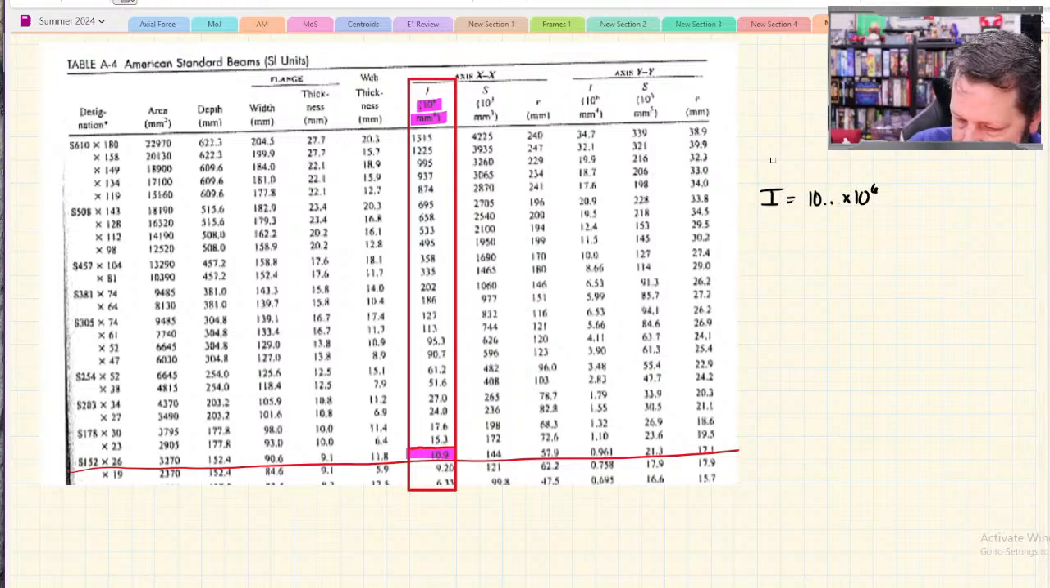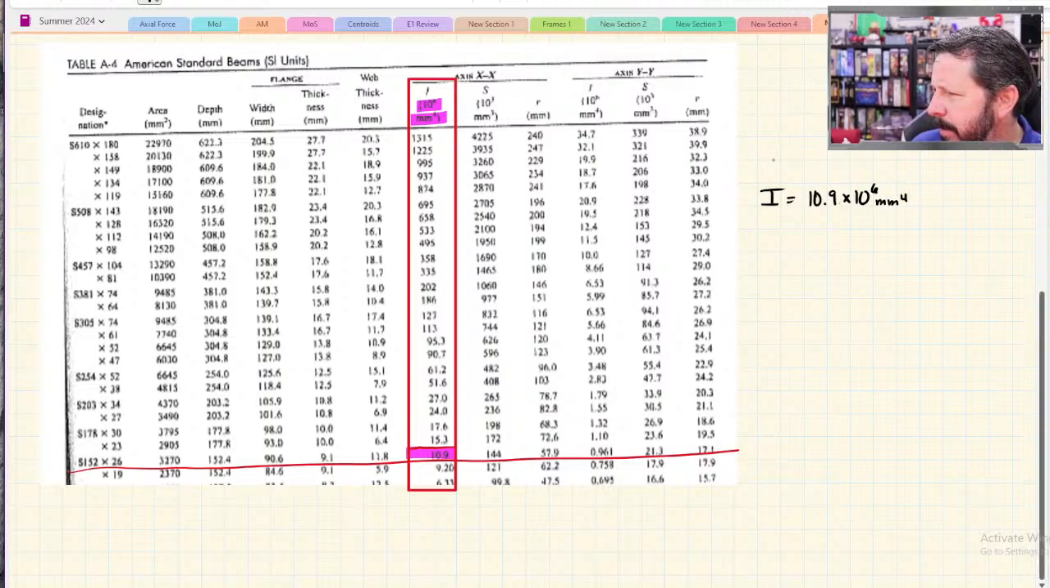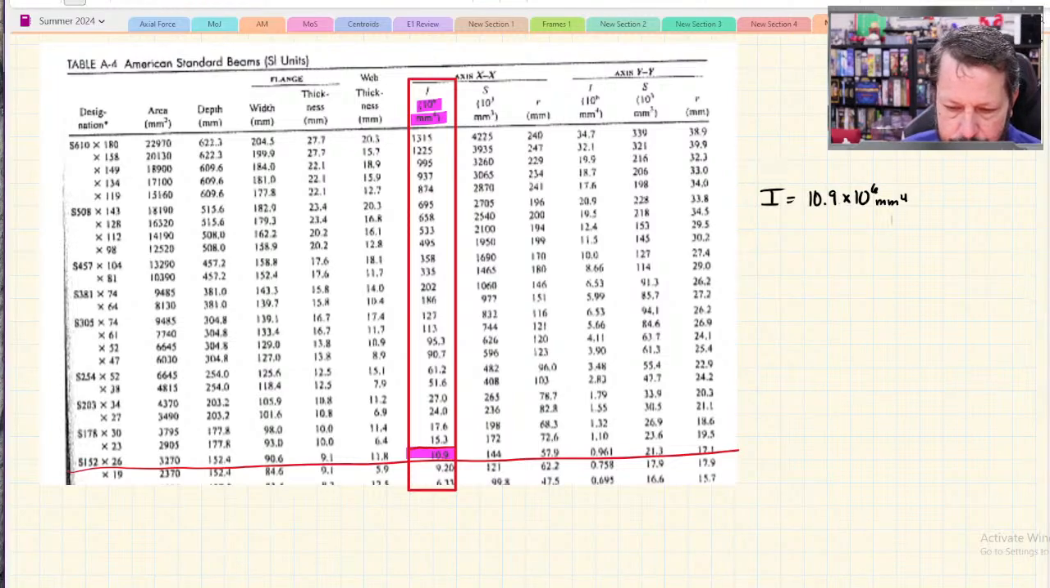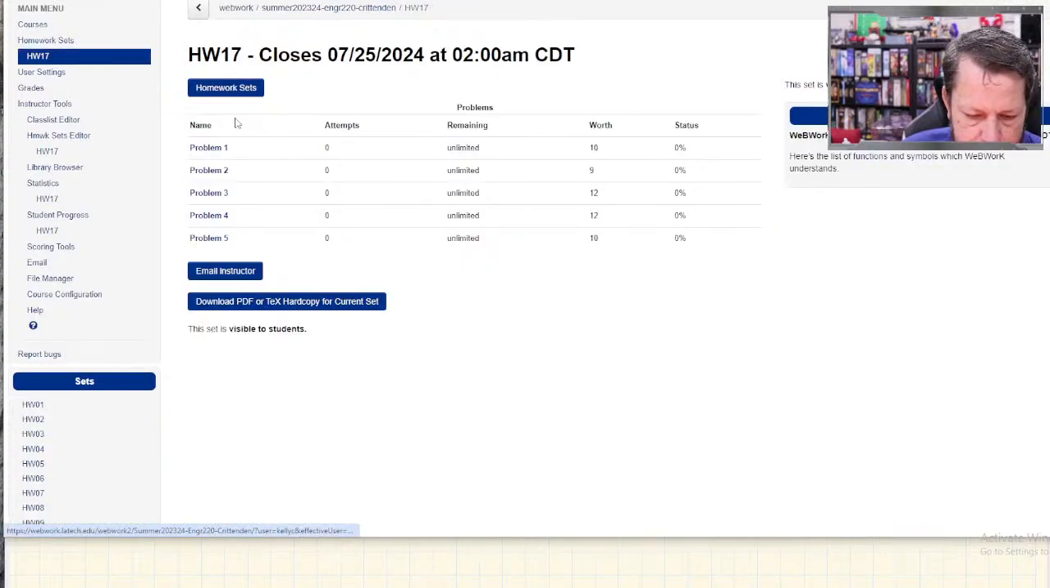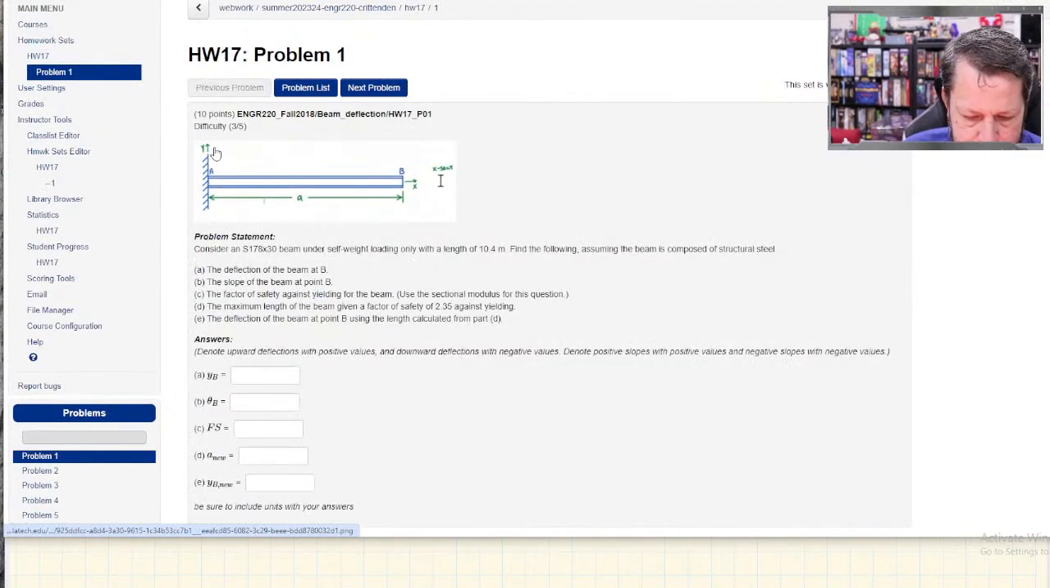Oh, 10.9. Whoops. Let's see. The question about, is the exam more like homework 17.1 and 2? Let's check that real quick before we get too far into this one. Let's see. 17 number 1. That one. So let's see what number 2 is.